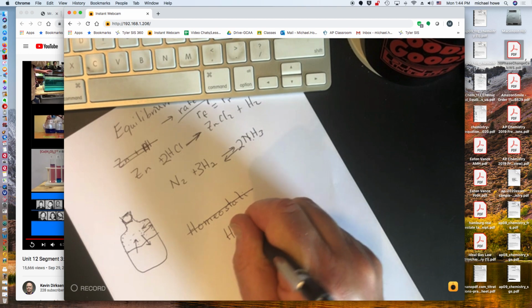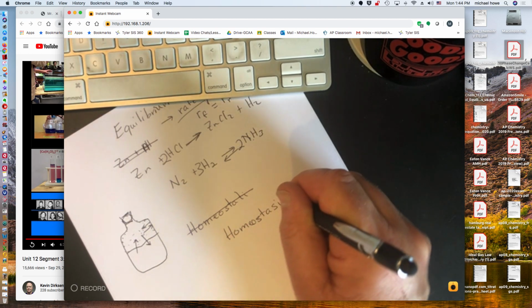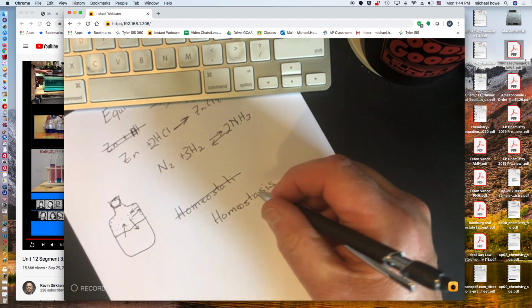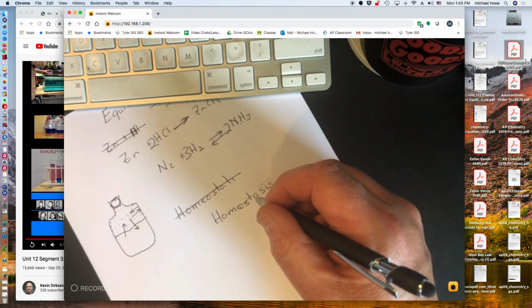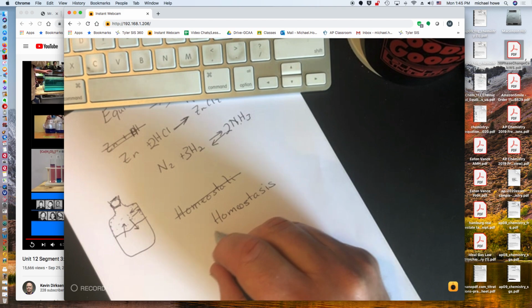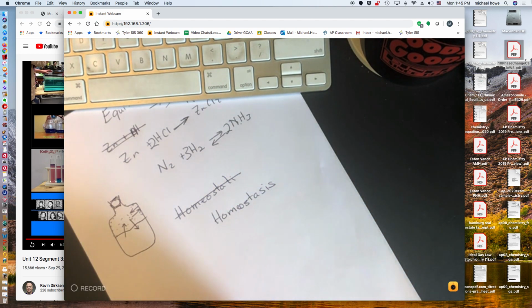The word I'm trying to write is homeostasis. And homeostasis is bodily equilibrium, where we try and maintain a constant temperature. It's an expansion of the concept of equilibrium in chemistry. The body does all kinds of different things to maintain a constant state.